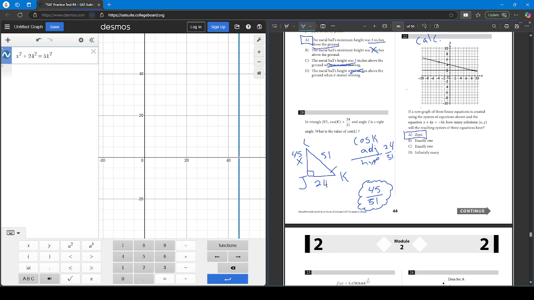Let me see. Angle J is the right angle in the triangle, therefore the other angles are acute. The hypotenuse.